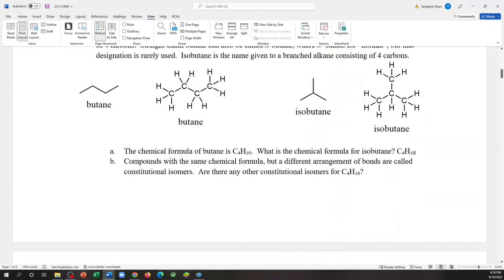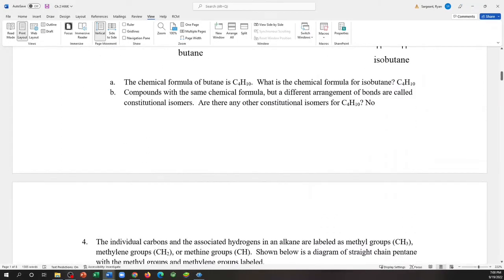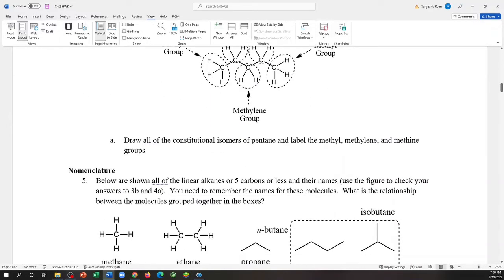Are there any other constitutional isomers for C4H10? The answer is no. You can pretty much only put 4 carbons in these 2 patterns. No. That seems like a dumb question, but it's relevant to the next one. It's when we get down here to pentane, and we'll talk about that in a second.